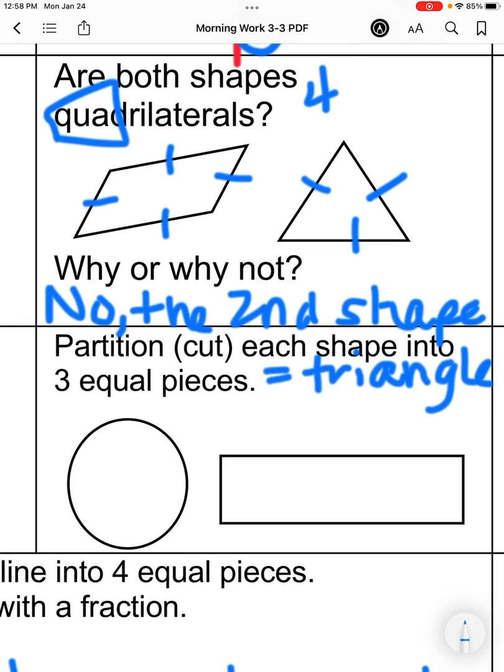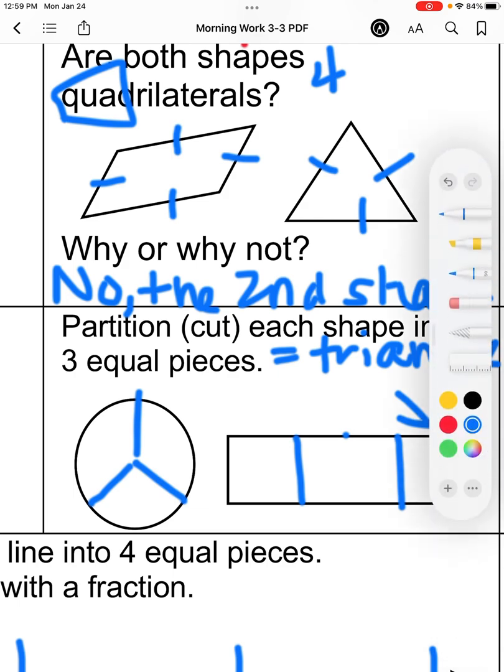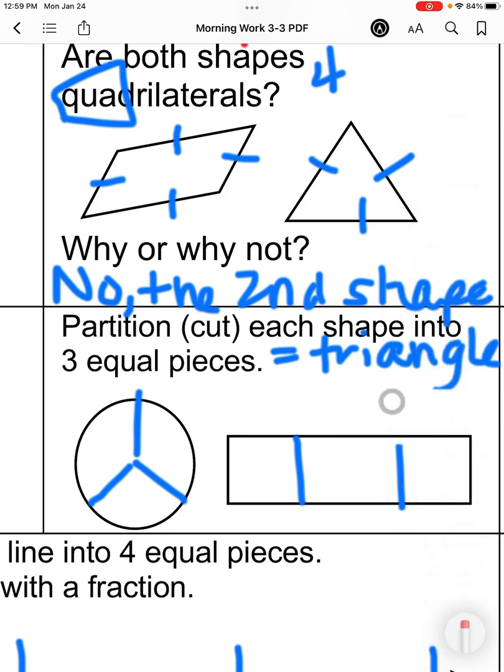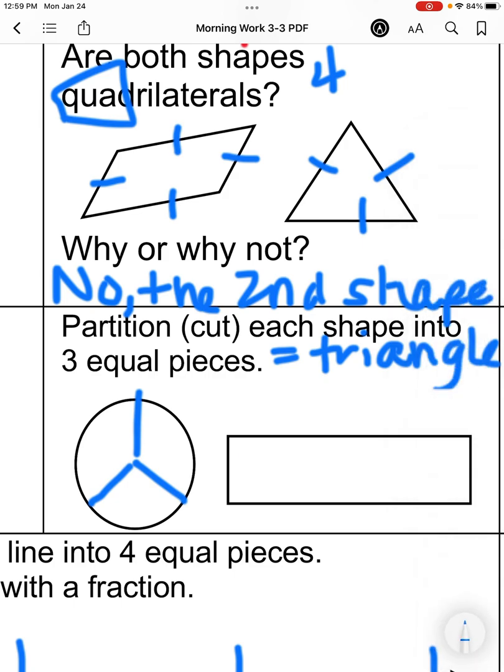Partition or cut each shape into 3 equal pieces. So for the circle, we talked about putting a clock dot there in the middle, going straight up, and then our triangle legs. And then for the rectangle, you can do a couple different ways. Remember, I kind of put that placement dot right there, a little bit to the left, a little bit to the right, so that way they're mostly equal. I know that this side is a little bit smaller. Or you could go horizontally to where you have 3 pieces going that direction.